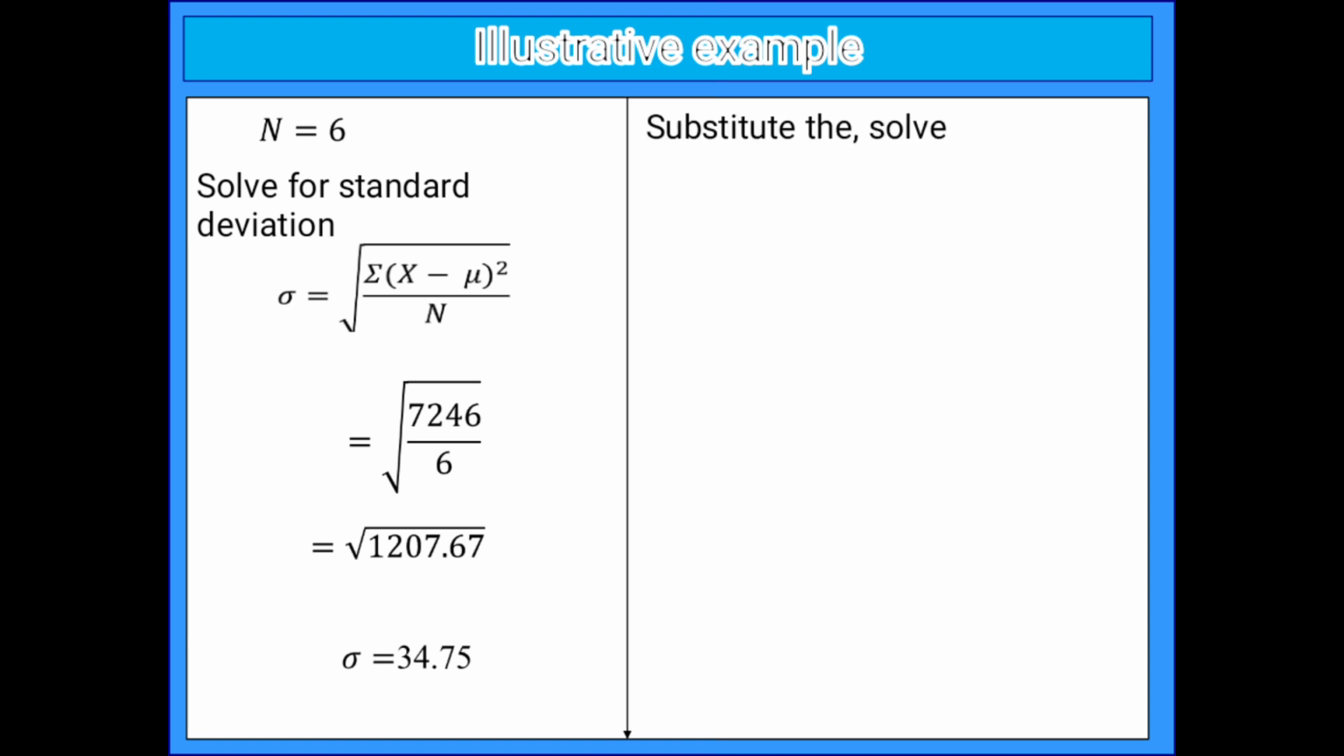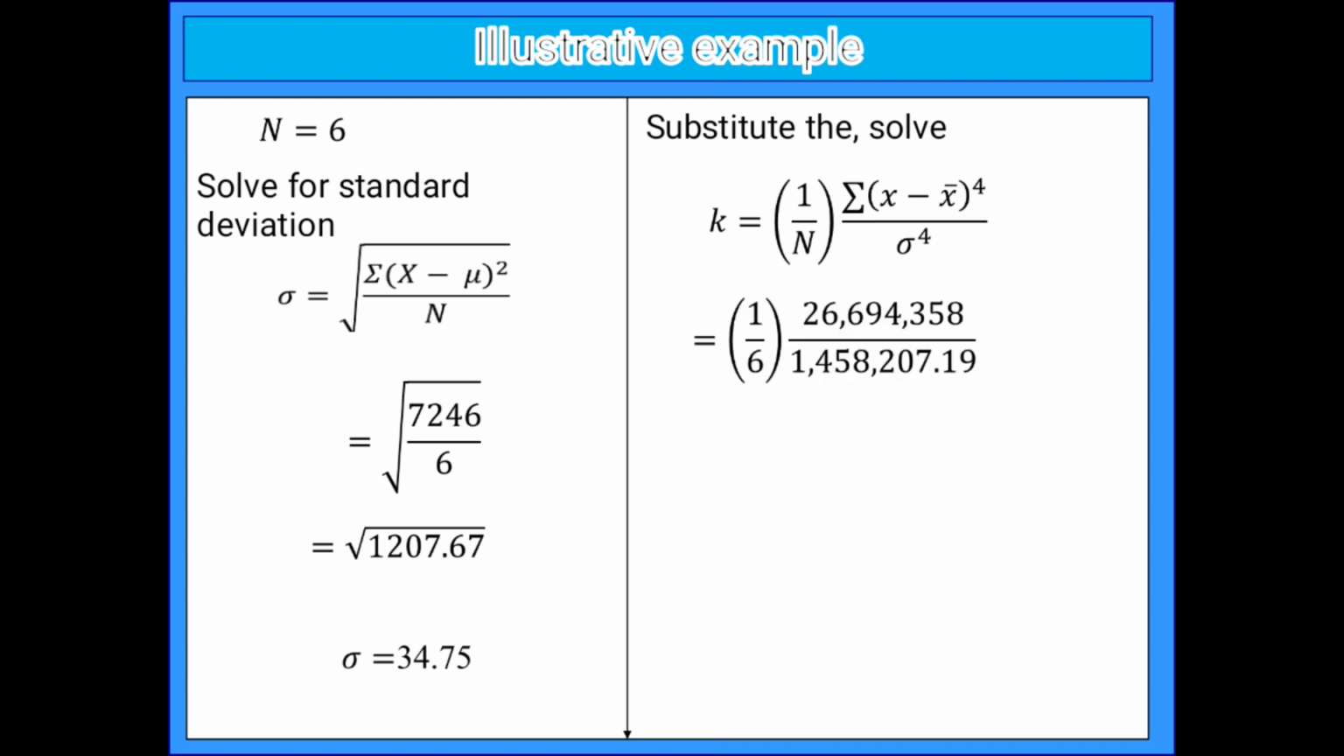Then substitute and solve using this formula for getting the measure of kurtosis. So we have the equation of k is equal to 1/6 times 26,694,358 divided by 1,458,207.19. We got this because we took the fourth power of 34.75. So this will be the resulting value.